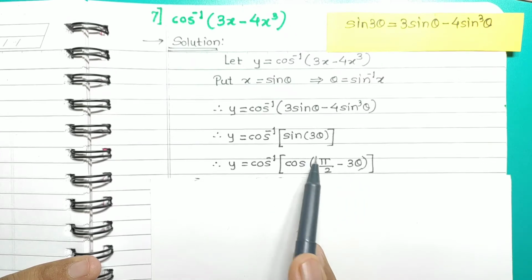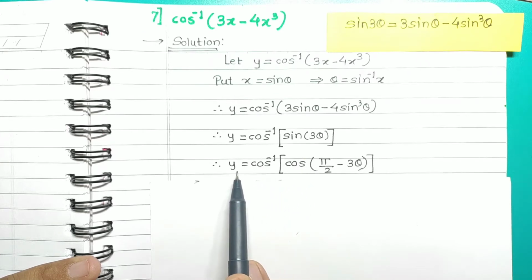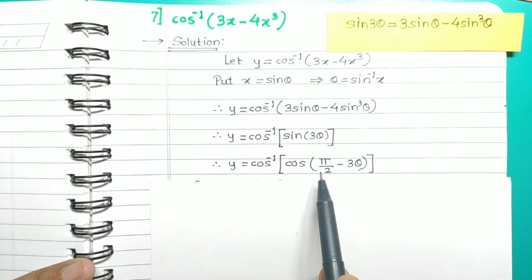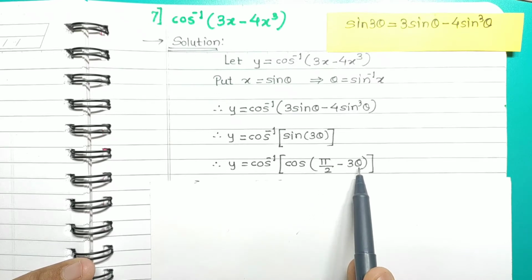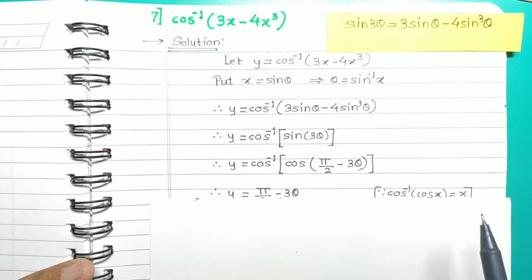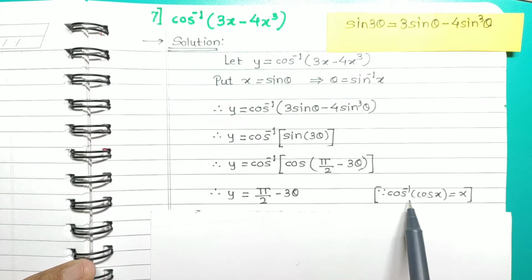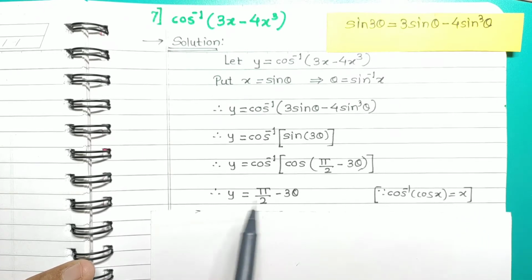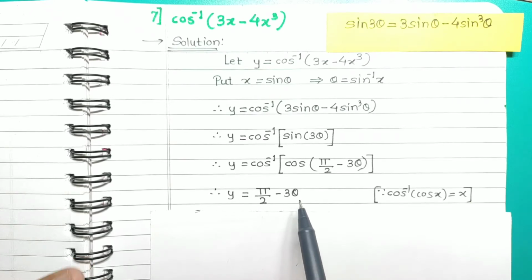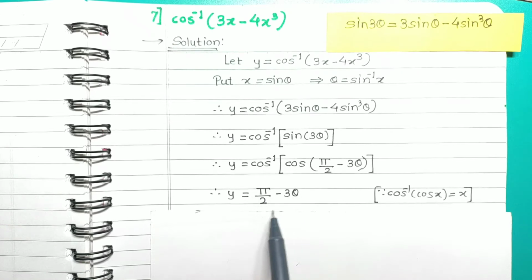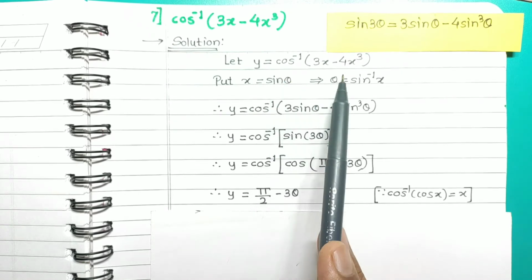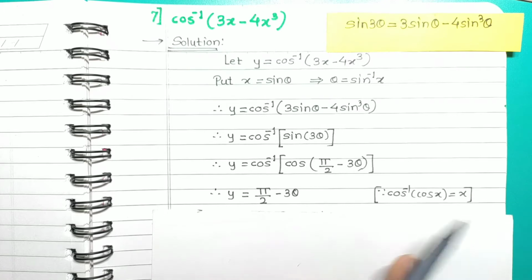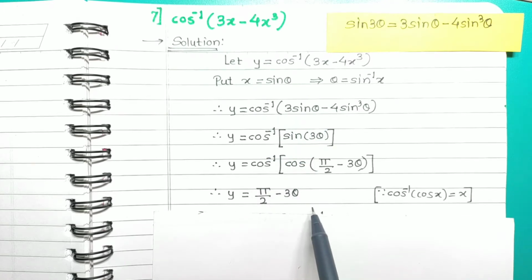You note here how we have converted the sine term to a cos term. So we have cos inverse of cos of pi by 2 minus 3 theta, so that we can use this property, cos inverse of cos x is equal to x. So we have y is equal to pi by 2 minus 3 theta. See, it is very easy compared to the given function. So we have converted the given function to a very simple function.